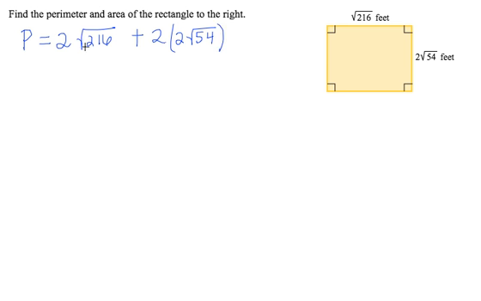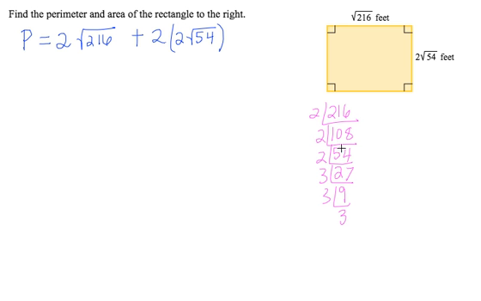So I need to simplify both root 216 and root 54. So I'm going to do that off to the side here. So 216, I can divide that by 2 and I get 108. That's divisible by 2 to get 54. Divided by 2 is 27. Divided by 3 is 9. Divided by 3 is 3.